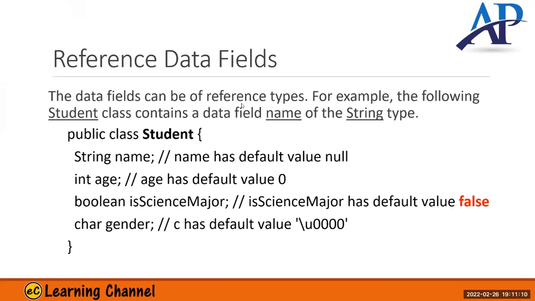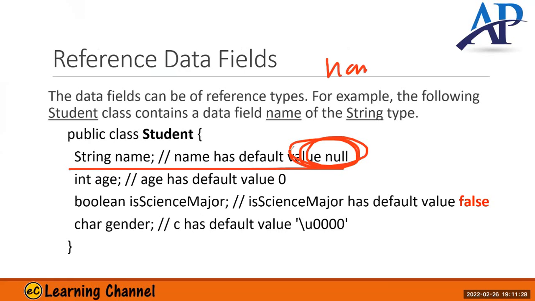And if you do not initialize your data field, then a string will become null. This one is very important. Null pointer is very important. Null pointer means that I have a string name, but it is pointing to nowhere. There is no object being built, so you will assign null to it. If you do not assign a value to a string, it will become null.